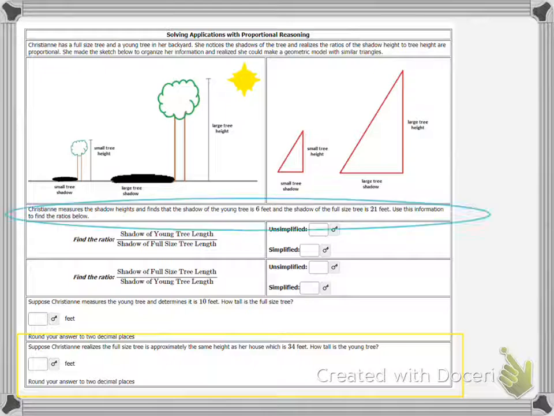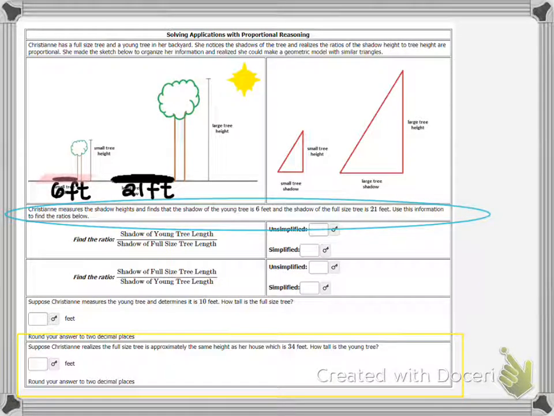So we do need some background information. We need the piece of information where Christine lets us know that the shadow of the young tree is 6 feet and the shadow of the full-size tree is 21 feet. So I'm going to add some labels to my diagrams. So the small tree shadow is 6 feet and the large tree shadow is 21 feet.